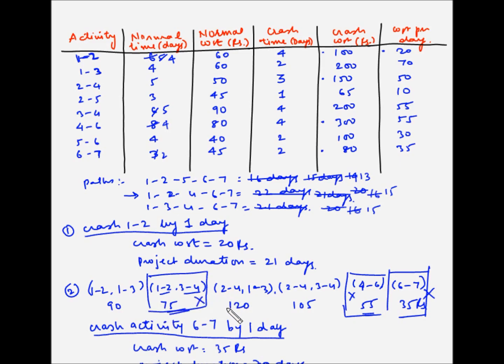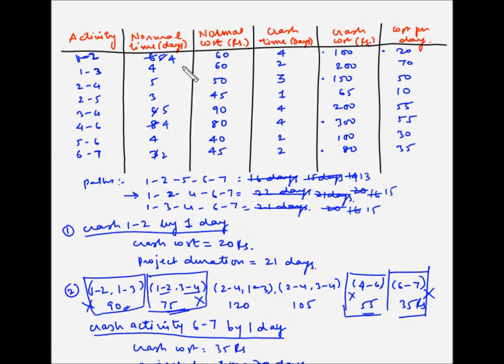Now let's find the activity which has the next lowest cost of crashing. So that is 1-2 and 1-3, which is 90 rupees. But now 1-2 has already been completely crashed, so we can't use this. So this is not available for crashing. Now the next lowest is 105 rupees, which is 2-4 and 3-4. Now 2-4 can be crashed by 2 days and 3-4 can be crashed by 1 day.